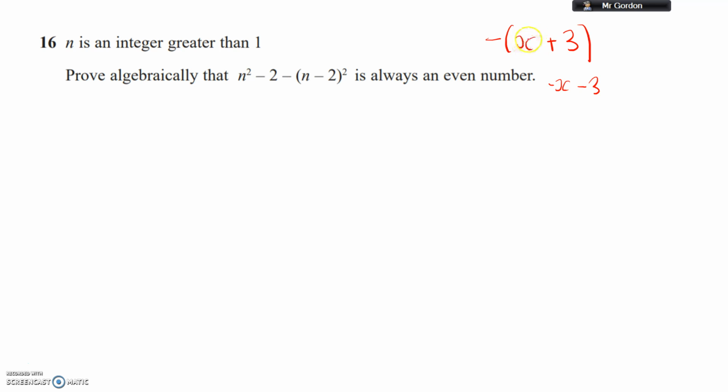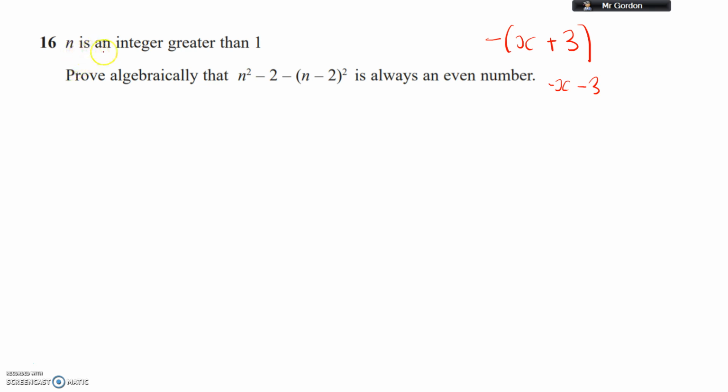So x times minus 1 is minus x. 3 times minus 1 is minus 3. Basically, all the signs would swap. So positive becomes negative, positive 3 becomes negative. Okay? With that in mind, let's have a look at this question.